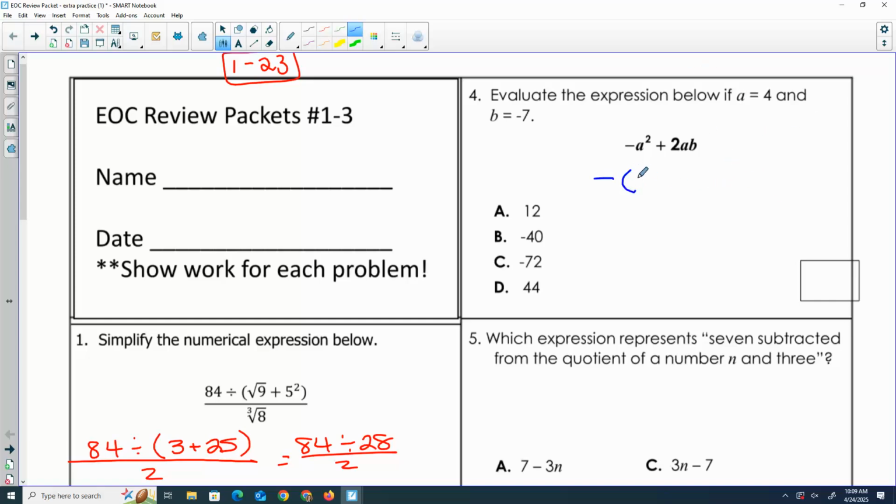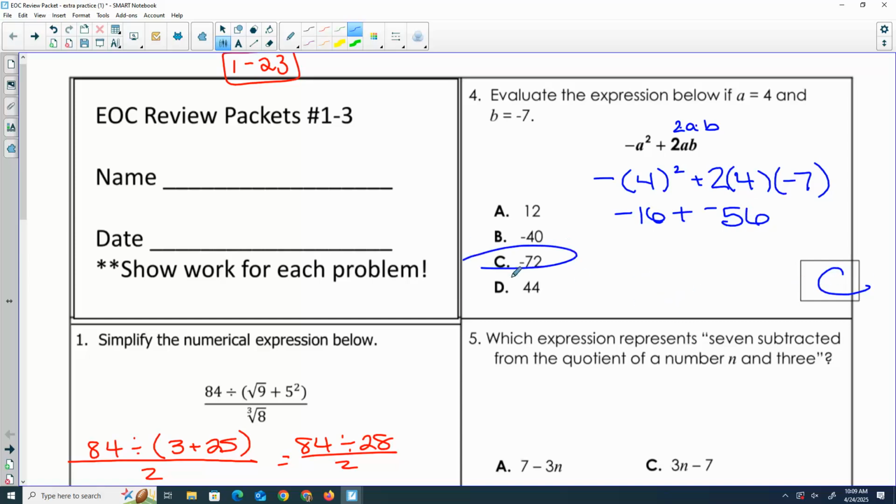So I have a negative. My a is 4 squared plus 2. a is 4, b is negative 7. Once you plug it in, you could type that in your calculator. Just realize when you have 2ab, if it's all written side by side, that just means 2 times a times b. Otherwise, if you work it out, you get negative 16 plus, what's 2 times 4 times negative 7? Negative 56. And negative 16 plus negative 56 is C, negative 72.